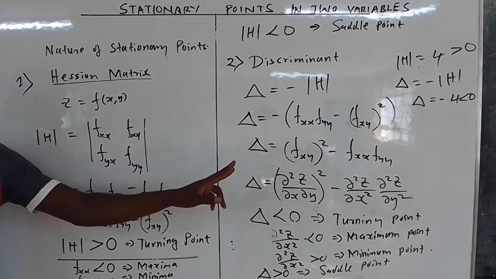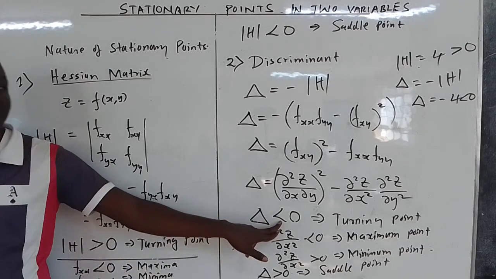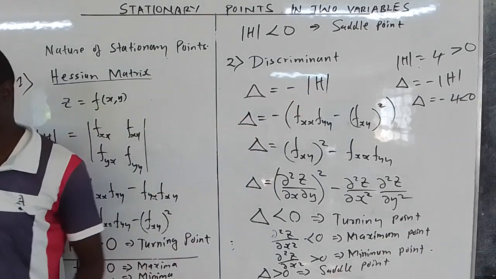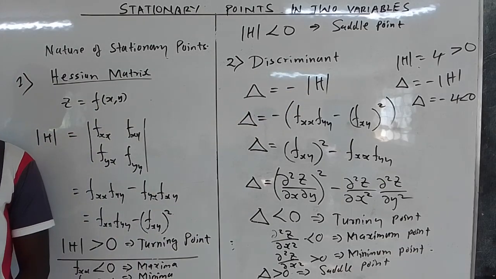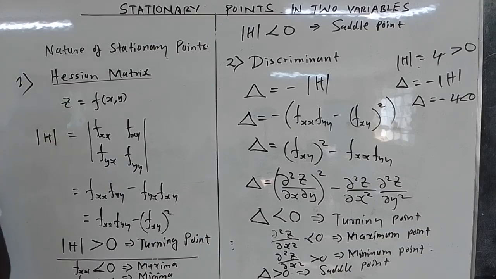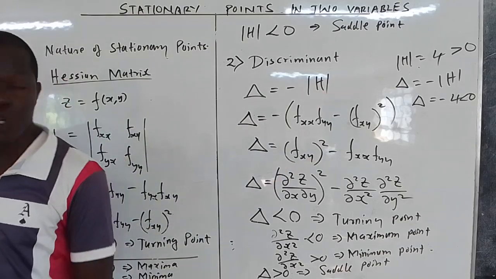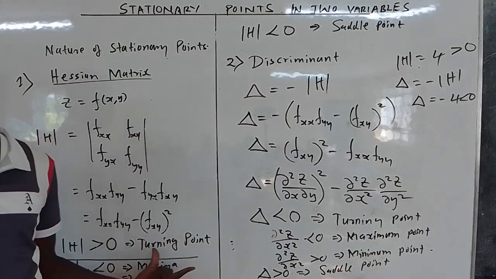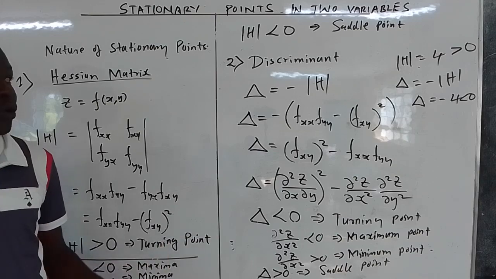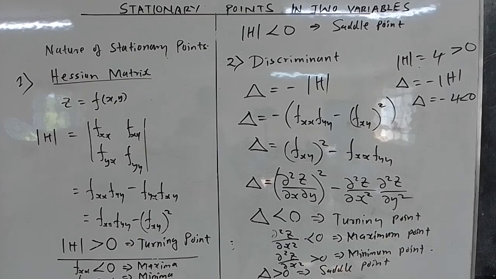One is the opposite of the other when you are defining the nature. Okay? When the Hessian matrix determinant is greater than 0, that simply implies the discriminant is less than 0, because the discriminant is the negative of the determinant of the Hessian matrix. Are we together? Good. So that is how to find the stationary point, and that is how to state its nature. Are we together? So can we now see the first case on that?